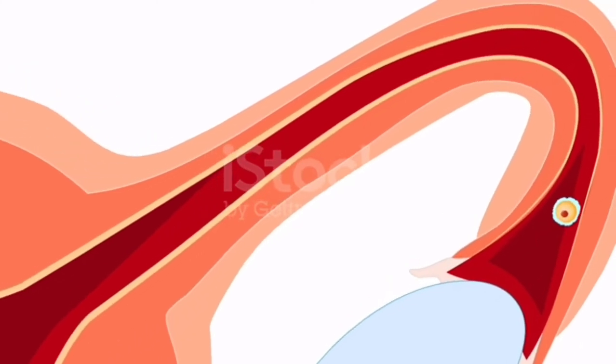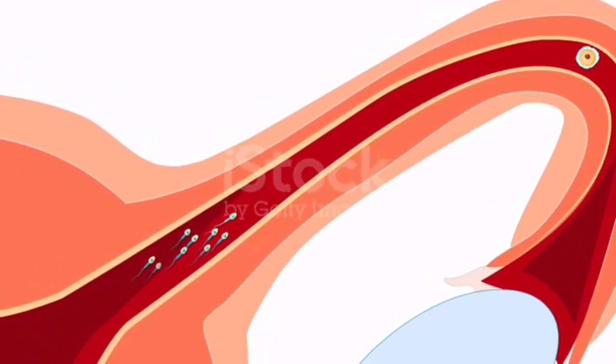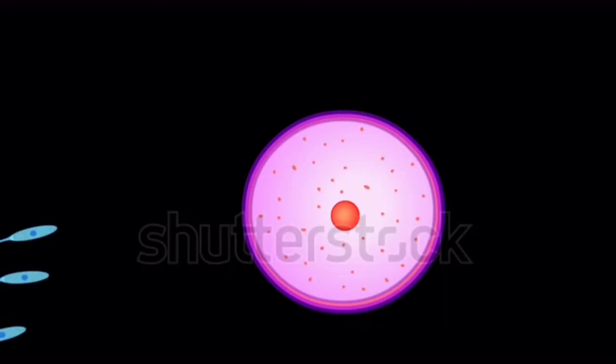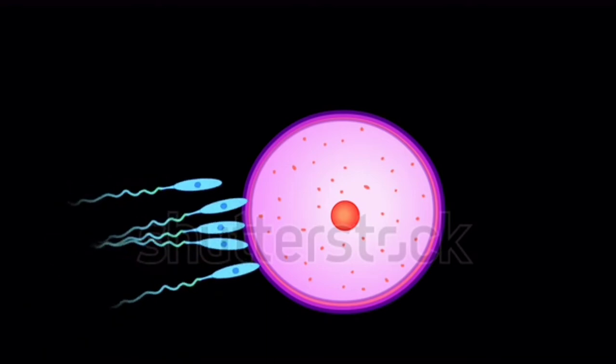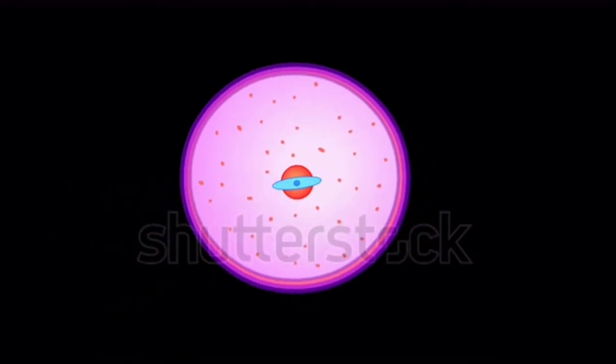place. Fertilization can only occur if the ovum and sperms are transported simultaneously to the ampullary region. This is the reason why not all copulation leads to fertilization and pregnancy. The process of fusion of a sperm with an ovum is called fertilization.